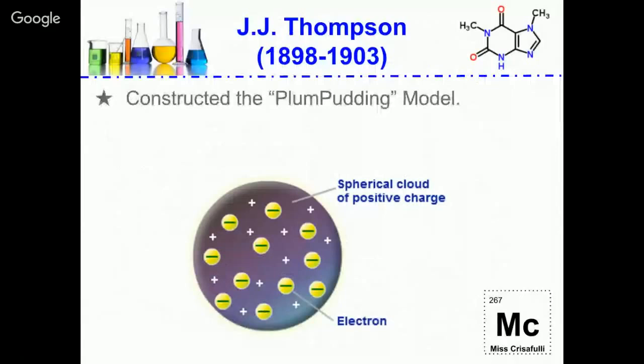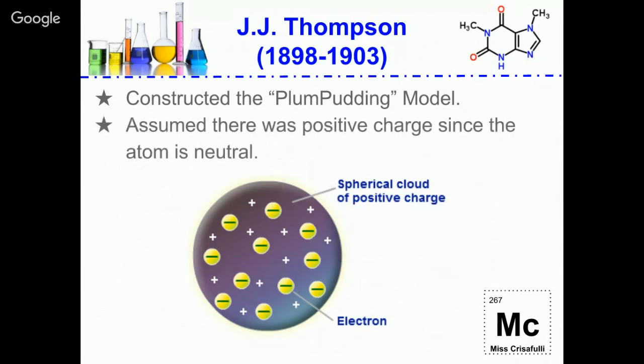So he constructed the Plum pudding model, which basically said that there was a positive charge of stuff or a cloud, and then there were negatively charged electrons throughout. He assumed that there was a positive charge since the atom had to be neutral. If the electrons are negative, you have to have something that's positive to counteract that negative-positive attraction.